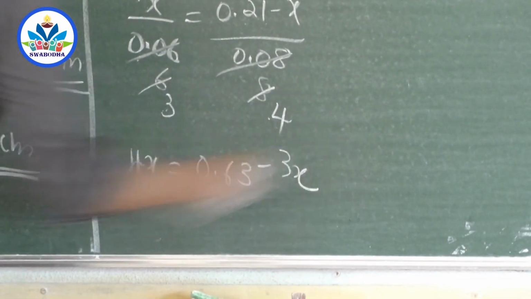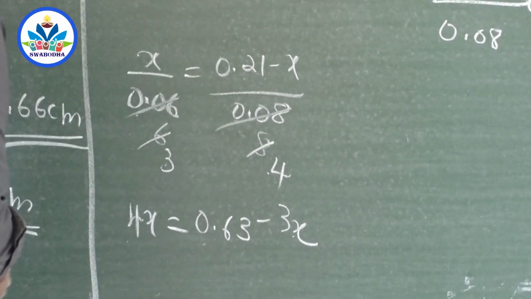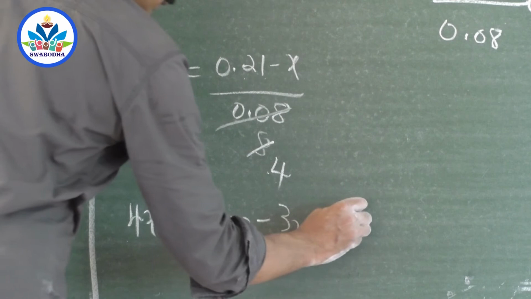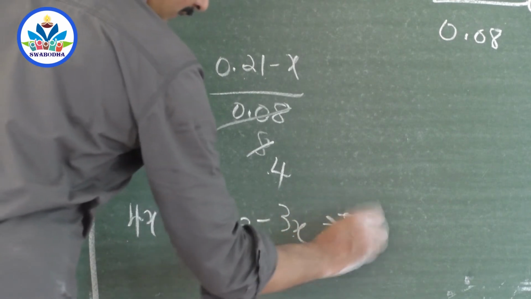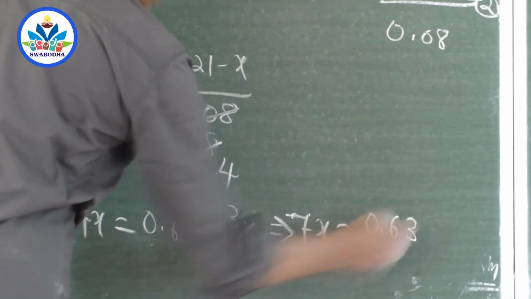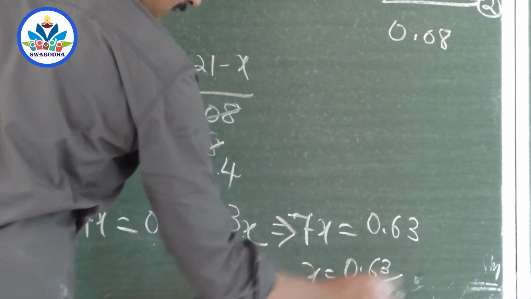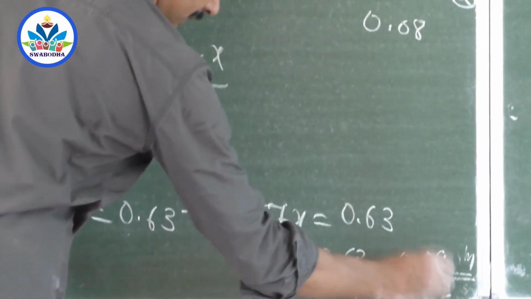0.63, 3 into 2, 3 into 1, minus 3x. I'll bring this here. What is 7x equal to? That implies 7x is equal to 0.63. So what is x equal to? 0.63 divided by 7, that is equal to 0.09 meters.